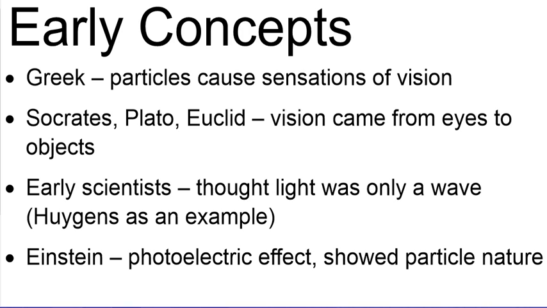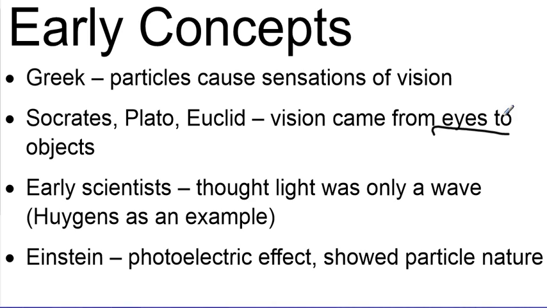From there, we have Socrates, Plato, and Euclid, and they thought that vision came from the eyes and went to the objects. Some of these early philosophers and Greeks actually thought that things came out of your eyes, and only once your eyes settled on something could you see it. And this actually makes sense from that perspective, because sometimes you don't see something until your eyes actually look at it. So this was their concept of vision and of light.